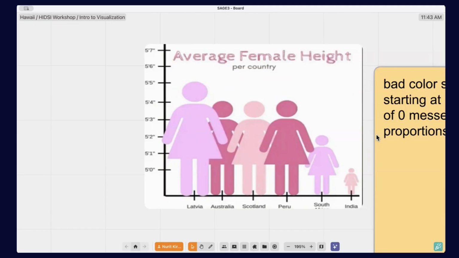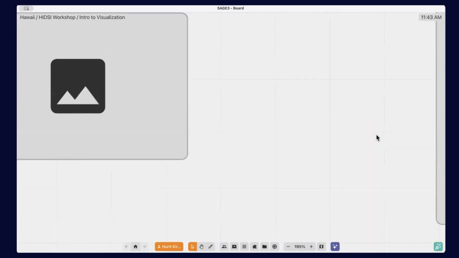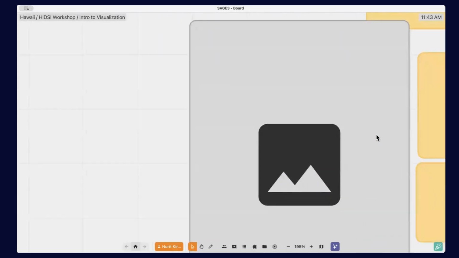And the fact that they're using the icon, and the icon grows by area rather than by height, is not helping this. Sharks, I think, yeah.